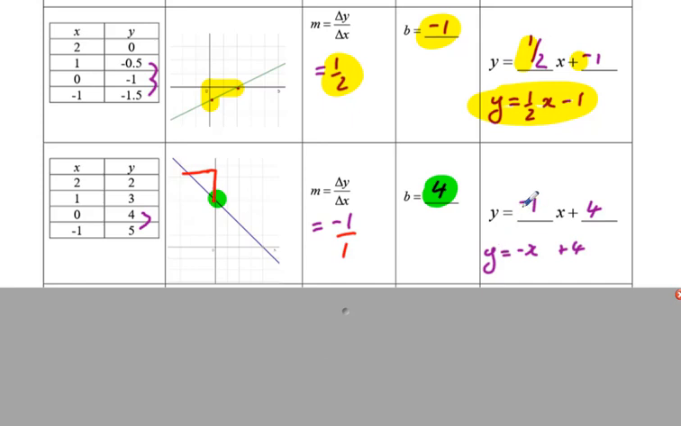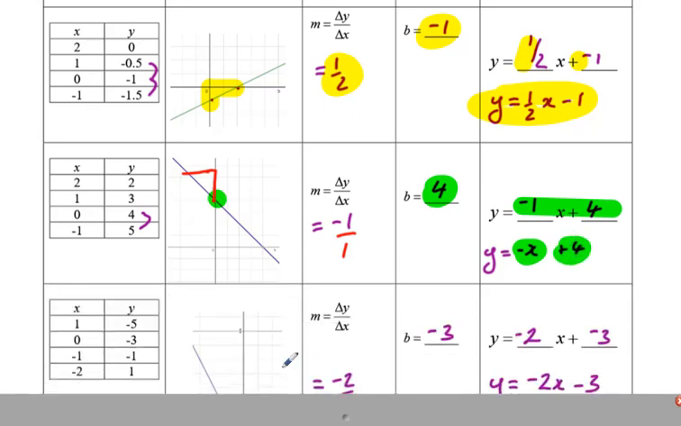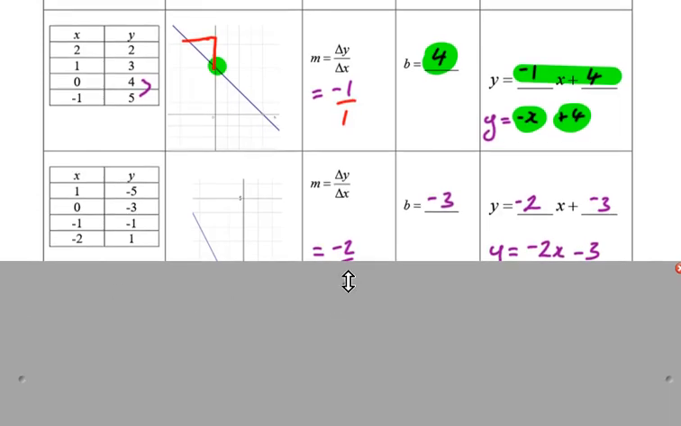Highlight it here, -1 times x plus 4. Now, that -1 times x, we could just write as -x, couldn't we? All right, so y is equal to -x plus 4. All right, let's have a look at the next one here.